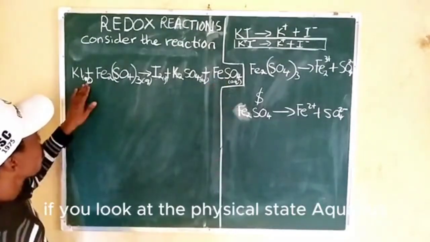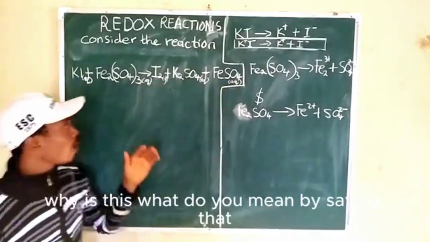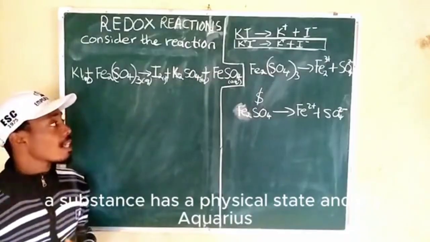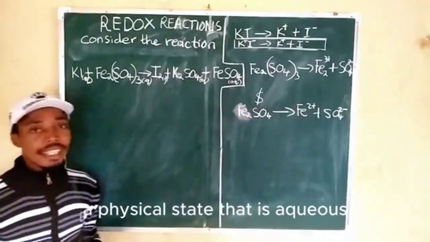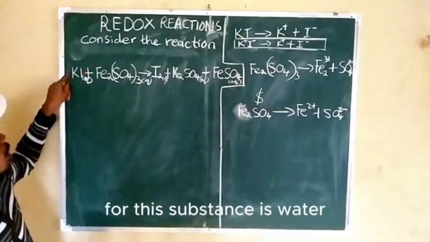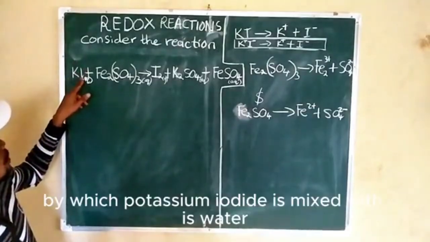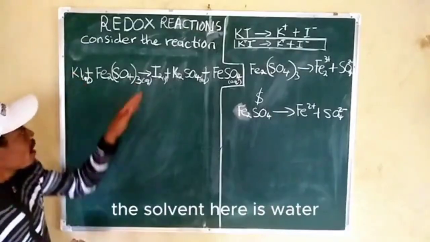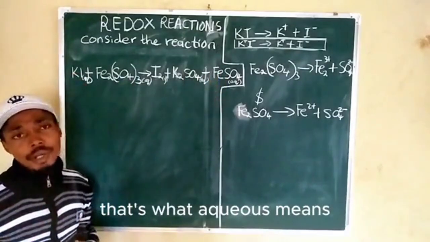If you look at the physical states, this is aqueous, and this is gas. What do we mean by saying that a substance has a physical state that is aqueous? It simply means that the solvent for this substance is water. The solvent with which potassium iodide is mixed is water. That's what aqueous means.